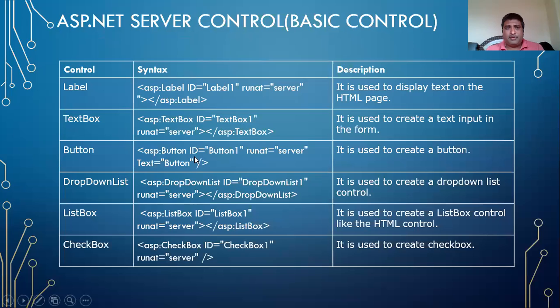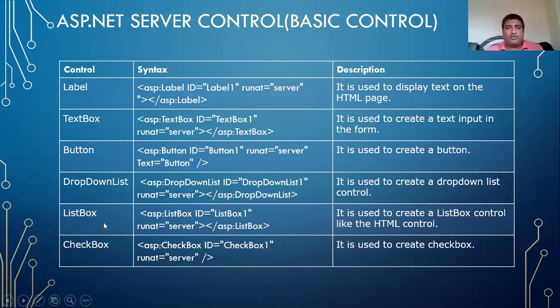Here we create the button: asp:Button, ID equal to Button1, runat equal to server. The runat property is used to imply where we want to run this code. Text, here we get the text. Drop down list, so we get the drop down list information. We can add a number of items. It's also called a combo box, where we get multiple items and select only one. The best example is the country. When we click on it, the country list is displayed. We select our country, that is India.